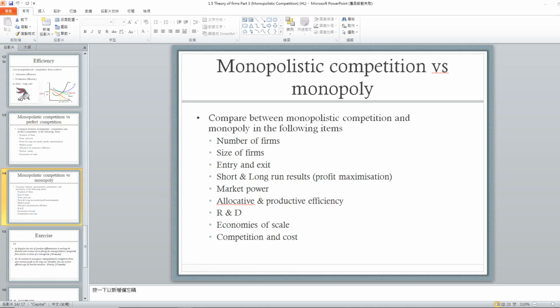Well, let's think about this. In general, who has more potential for R&D? Obviously, monopoly should have more potential for R&D. But in reality, why do some of the monopolies not put much resources on R&D? Even though you have such potential. Exactly, because they don't have competitors.